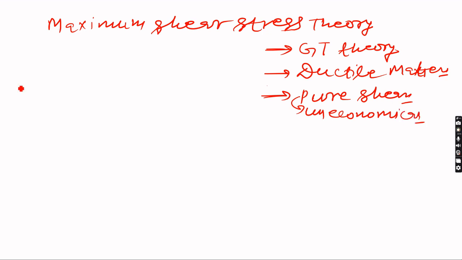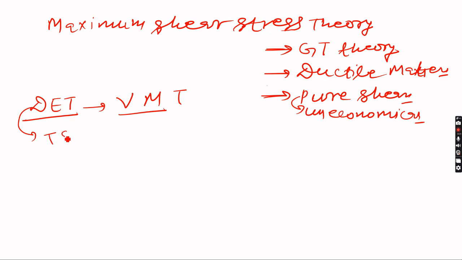Okay. Now coming back to your distortion energy theory. So this is also known as Huber-Mises theory, HMT. Like that, you just make some trick for you so that it will be easy for you to remember. And this theory is coming from the total strain energy. Total strain energy. Okay, you can write total strain energy.